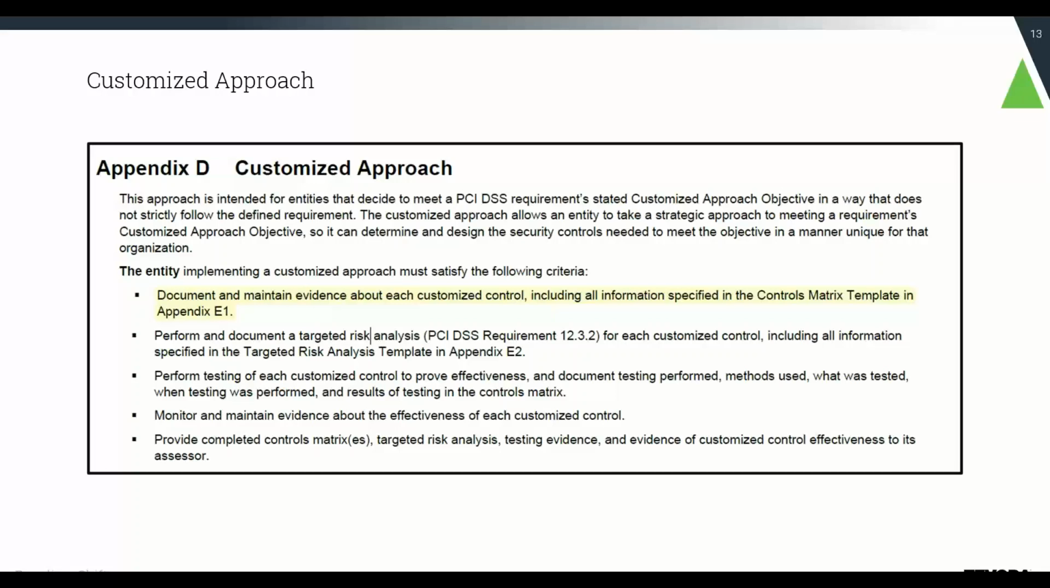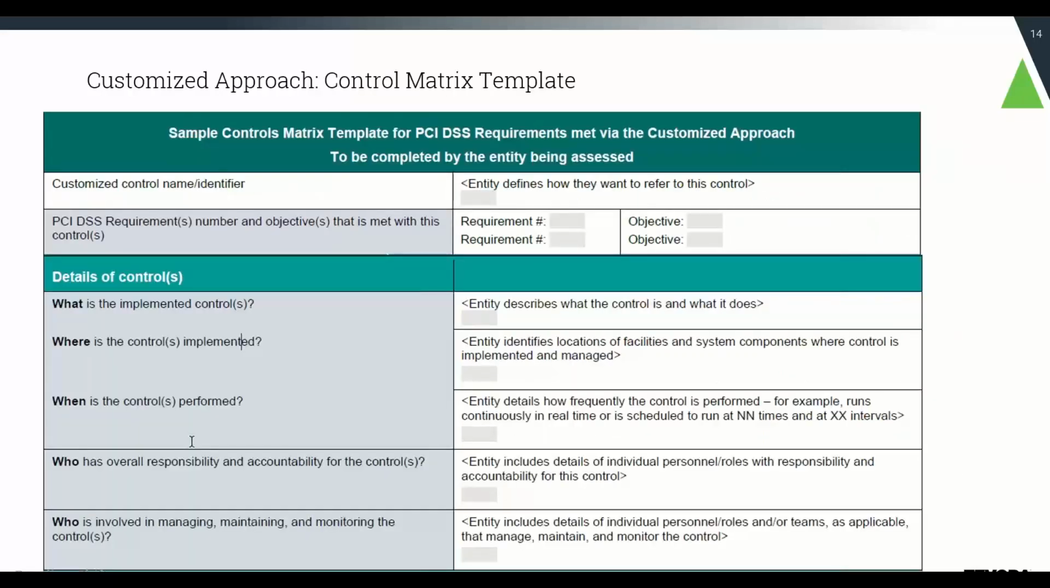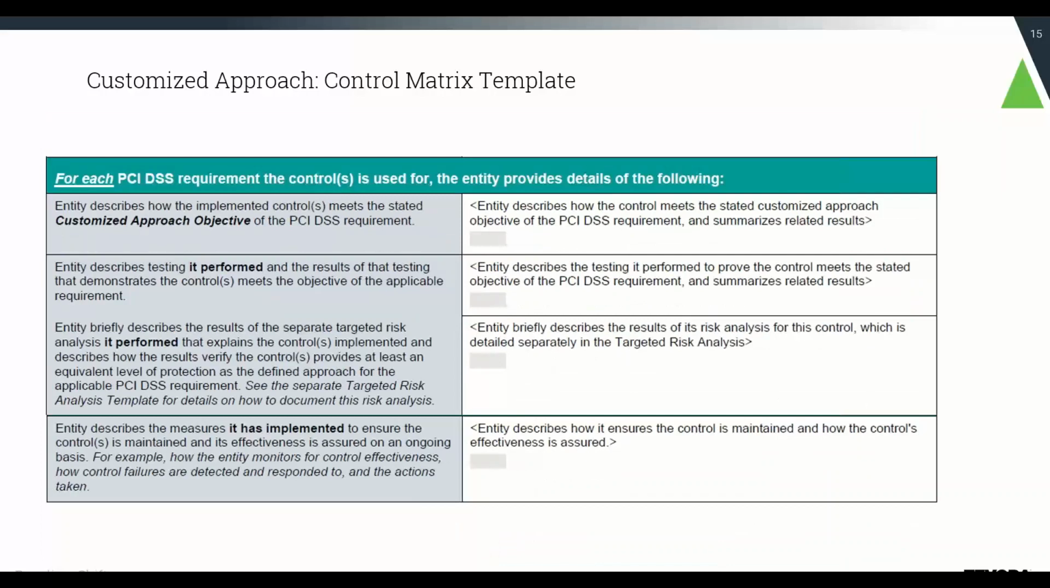One of the things they point to is this controls matrix template in Appendix D, and they require that all the information specified in this template is maintained. We'll go over that just to give you an overview of what kind of information they're asking for. Of course, it's details of the controls, how it's implemented, who's responsible, who's going to be managing, maintaining and monitoring these controls, as well as you'd have to make an argument and document your case as to why this is an appropriate customized approach objective and how it is meeting the actual intent of that original requirement.